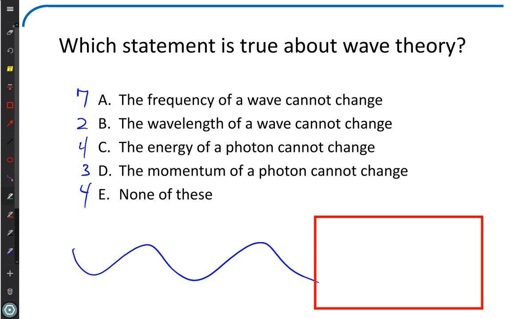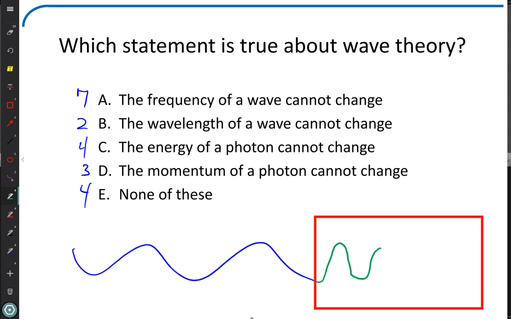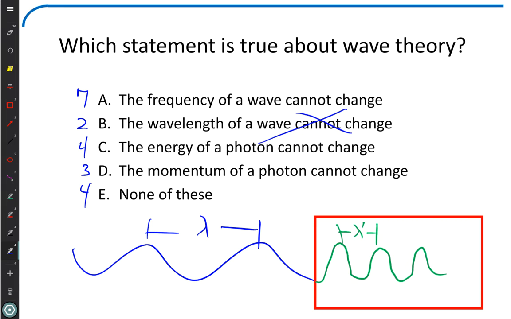And so when the speed changes, the wavelength is what changes. So it's going to go slower when I go out of vacuum. So it's going to go like this. And we have a difference in wavelength from what we started with. So the wavelength can change for sure. So that one wasn't correct.